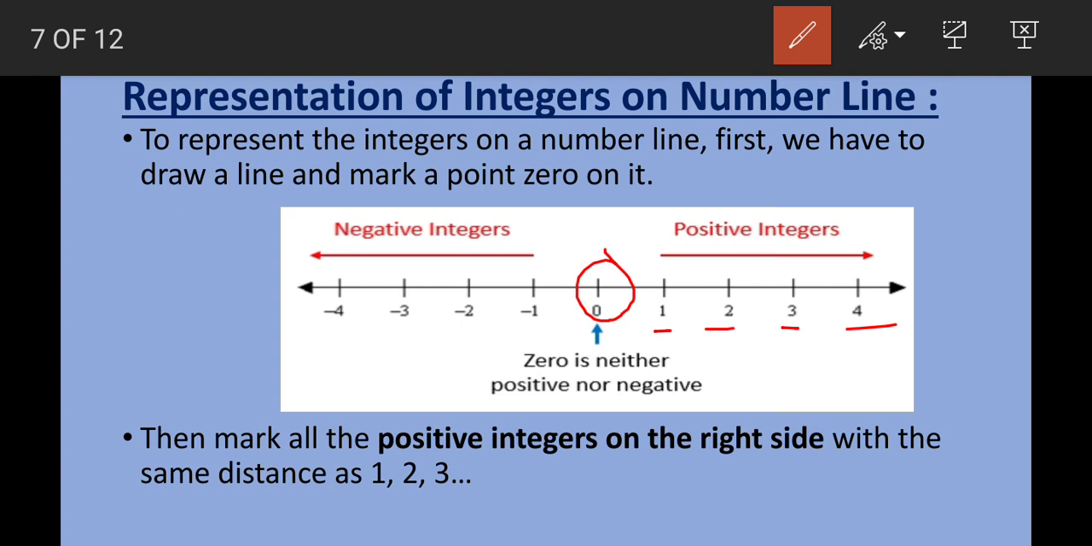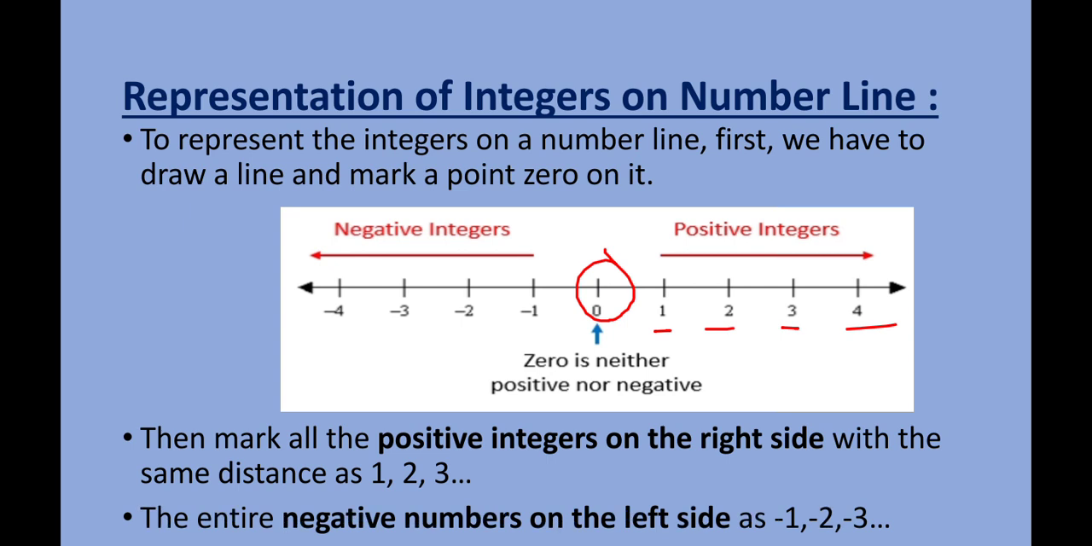The gap between any two consecutive numbers is always equal. That is 0 and 1, 1 and 2, 2 and 3. The gaps are always equal. So we have to put the positive integers just to the right side of the 0. That is 1, 2, 3, 4. All these are the positive integers. We have to mention them to the right side of the 0.